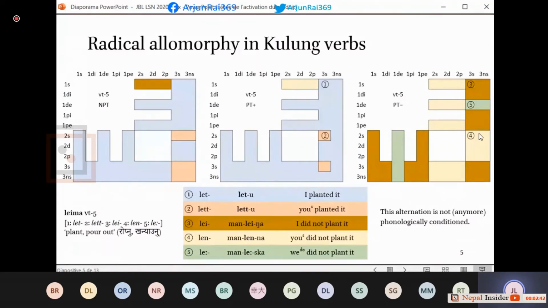2 remarks are in order. First, as you can see, the allomorphy of the radical is not conditioned by the phonology of the first suffix that is attached to it, at least in synchrony. If you take a look at forms 1 and 2, for example, there's no reason why the final T should terminate before the suffix in one case and not in the other.